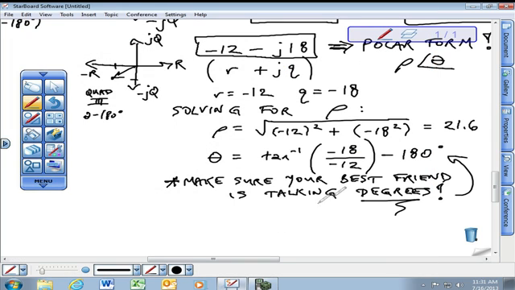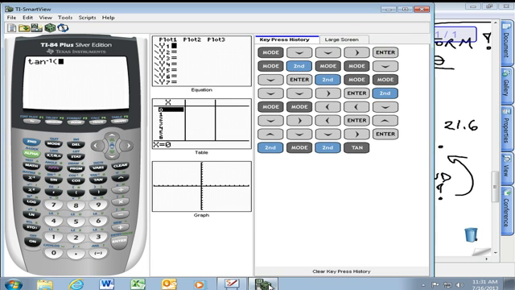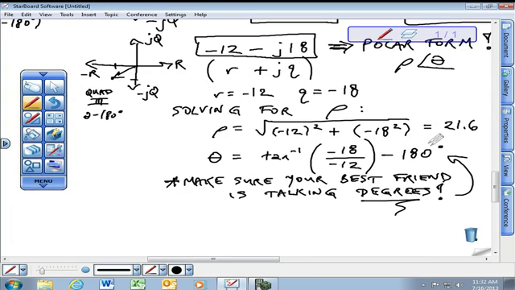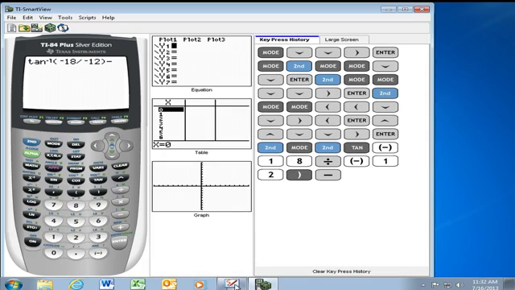And we're going to be doing negative 18 divided by negative 12, which is 18 divided by 12, however you want to move that. If you want to actually type in negative 18, that's fine. Divided by negative 12. It's the same thing as 18 divided by 12, of course. And then now we're going to do minus 180. Remember, what quadrant are we in? Quadrant 3. So minus 180. Come on back. 180. And then hit enter.